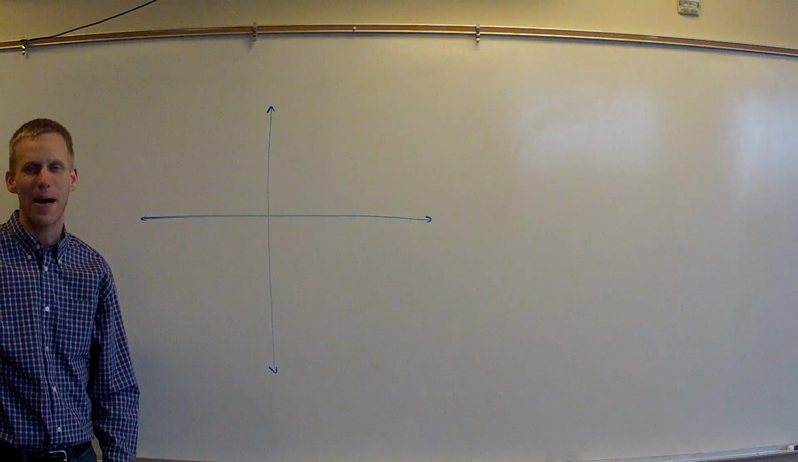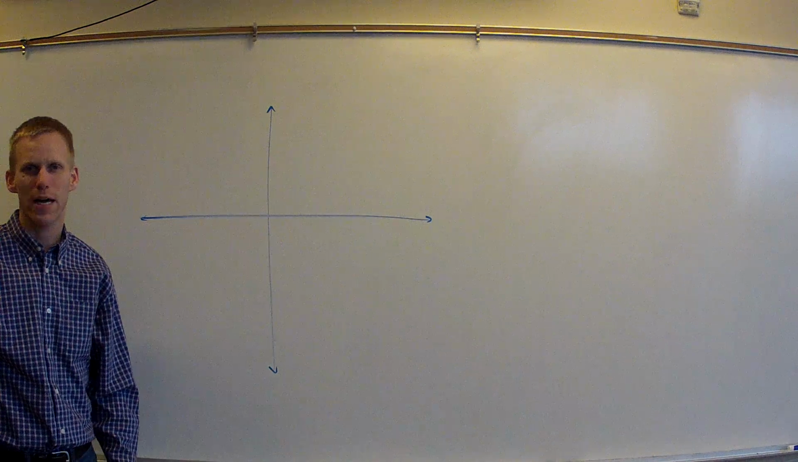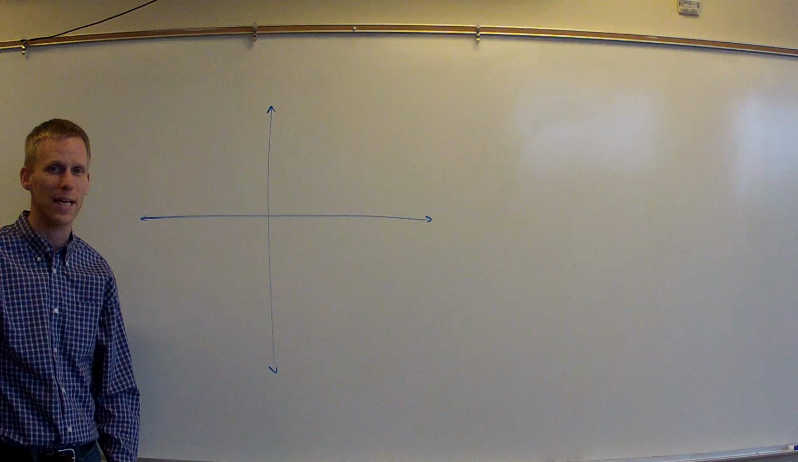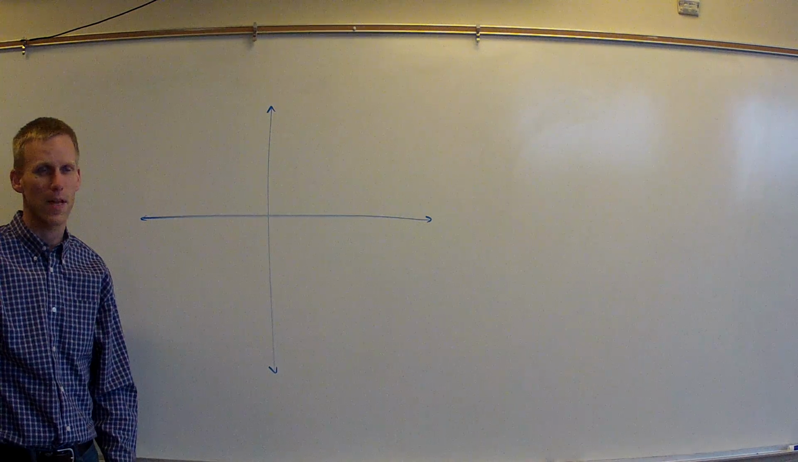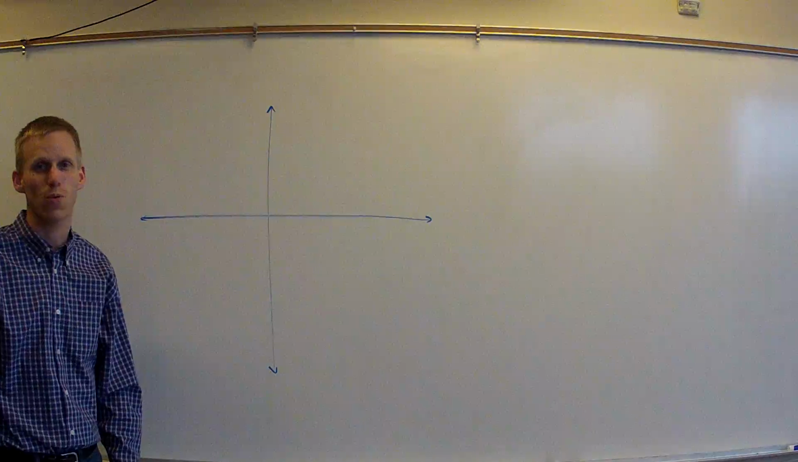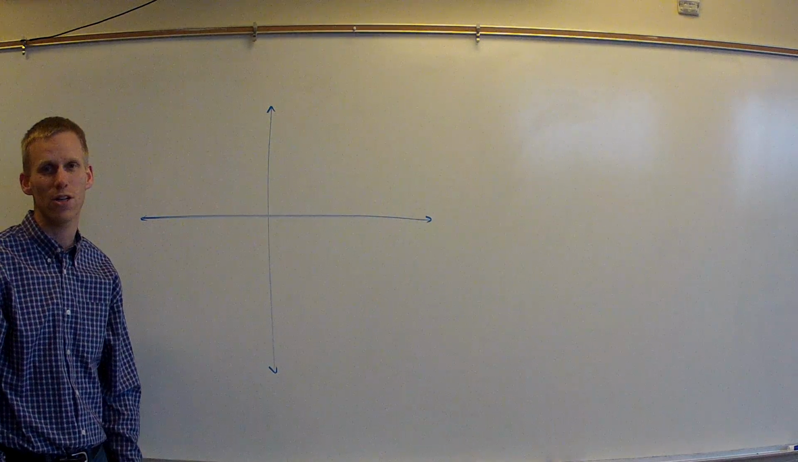In order to talk about any type of graph, linear, quadratic, exponential relationship or function, we need to really understand the coordinate grid. What I have behind me, I have two lines that are hitting each other at a right angle, perpendicular lines we would say, and this is called our coordinate grid.